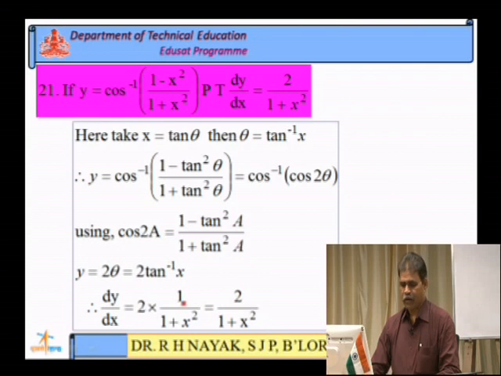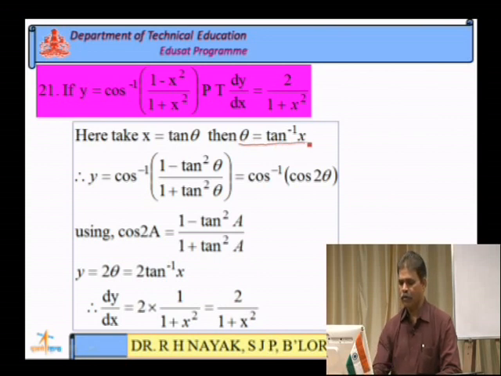Same type we can prove for cos inverse also. So, what is the problem? y is equal to cos inverse of 1 minus x square divided by 1 plus x square. Here we need to prove that dy by dx is equal to 2 divided by 1 plus x square. Here also we have to take x is equal to tan theta. So, then theta becomes what? Theta becomes tan inverse x.